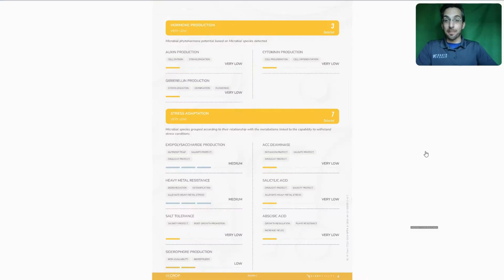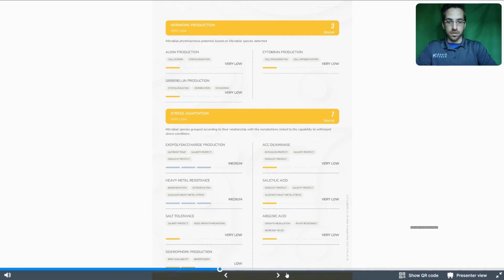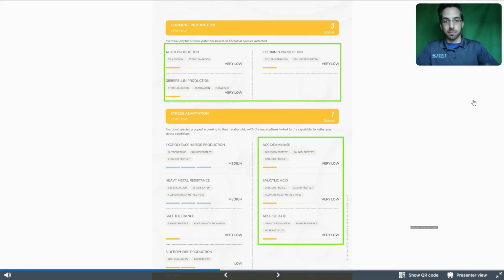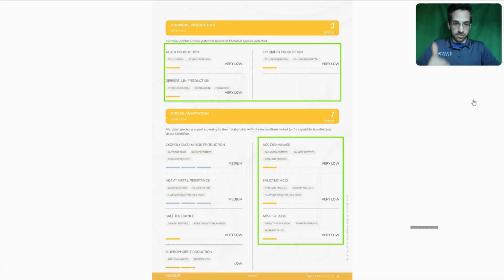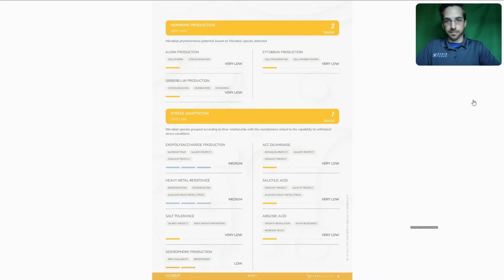Okay, now we're going to backtrack a little bit, flip back, if you will, to the previous page, and we'll get into two very important sections that for many farmers, agronomists, and others who have not done any biological testing before, any DNA testing before, these will be new. The first group are plant hormone producing microorganisms. We have 6 metrics that touch on plant hormone pathways.